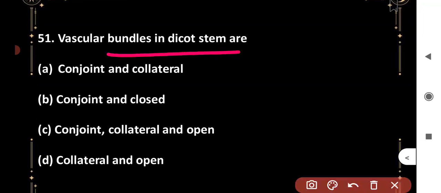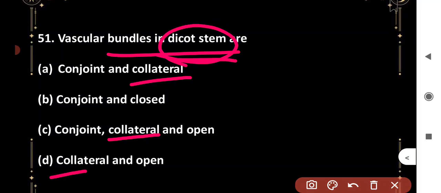Vascular bundles in dicot stem are. So if you see in dicot stem, what are the vascular bundles? They are collateral. Stems have collateral vascular bundles. Okay. Another thing, here also collateral is there. So stem are having open or closed. See, since it is a dicot, so it is open because cambium is present. Conjoined, closed, no. So second option eliminated. Here conjoined, collateral, okay, but it is not talking about open or close. So open, conjoined and collateral, option C is correct.